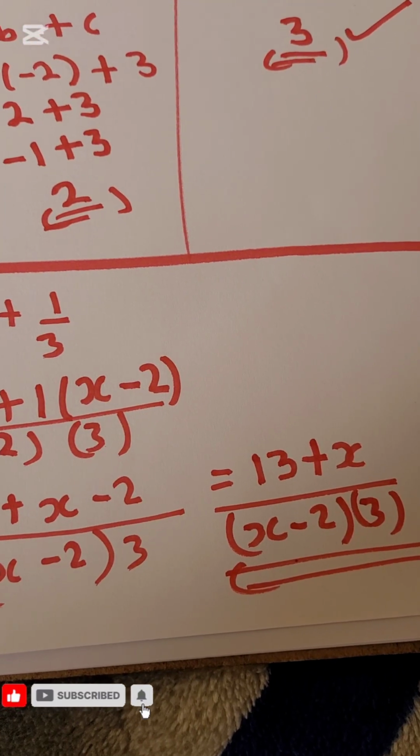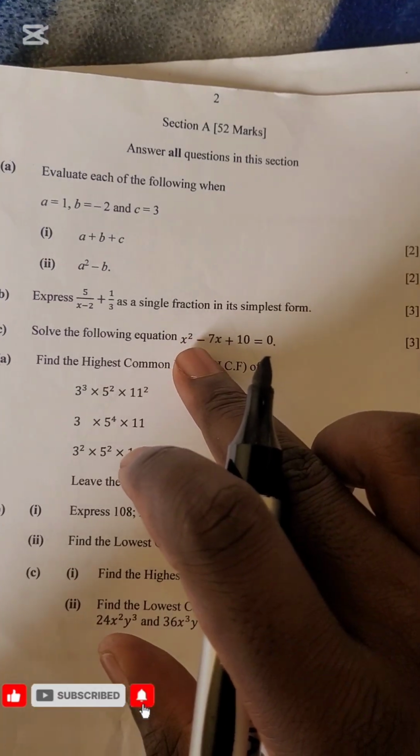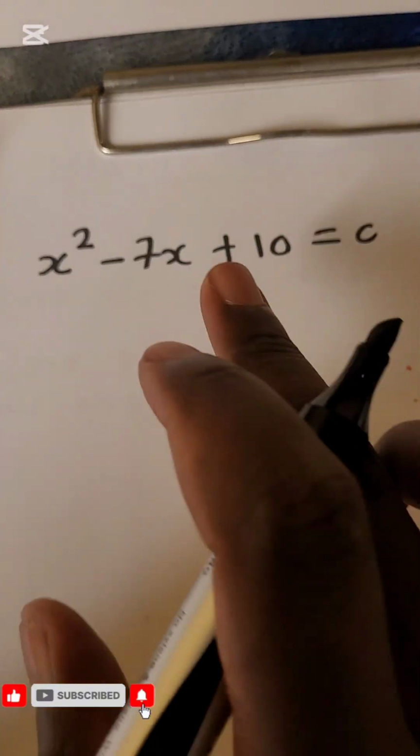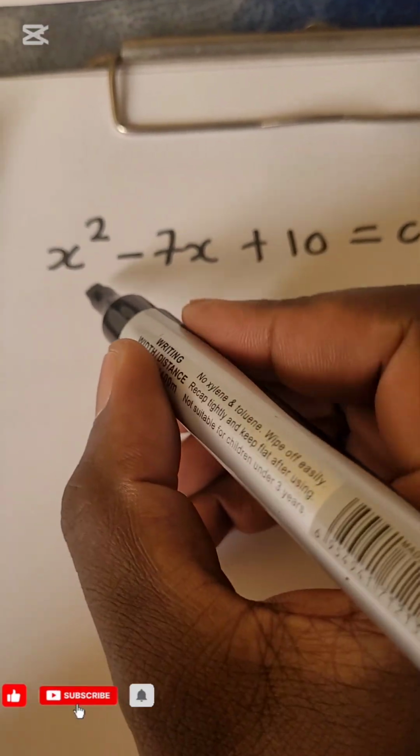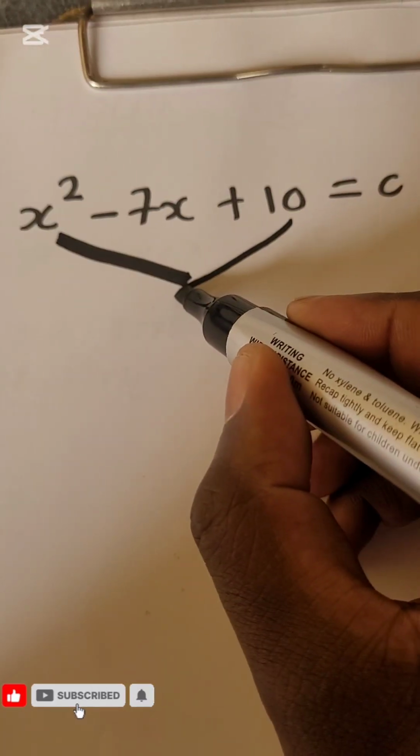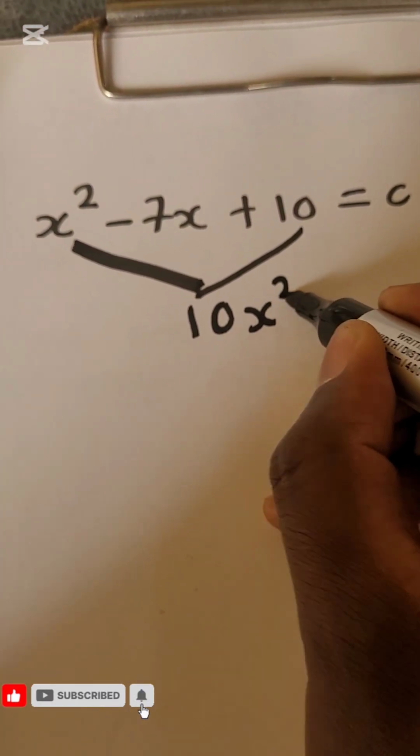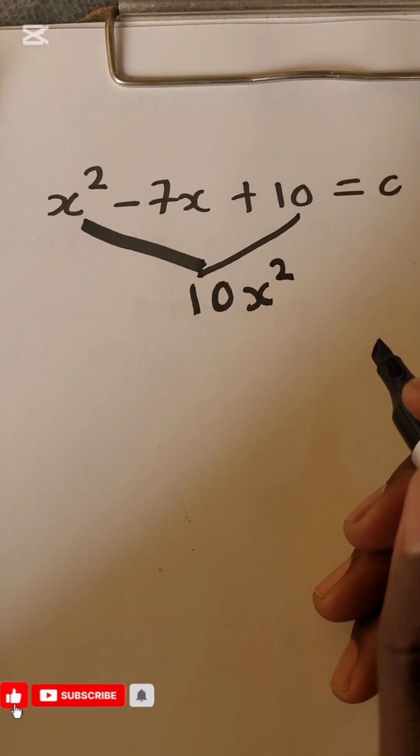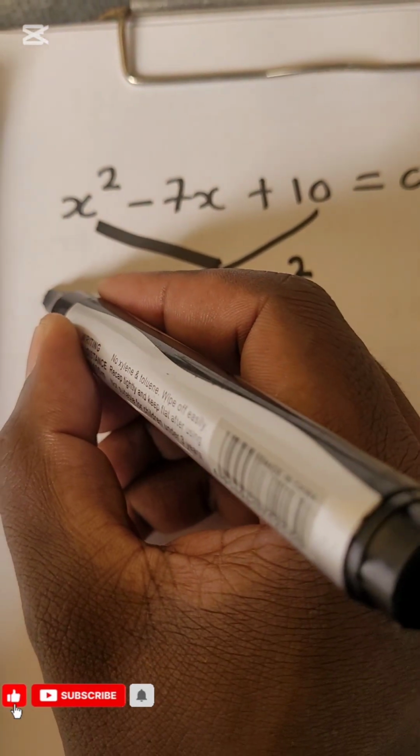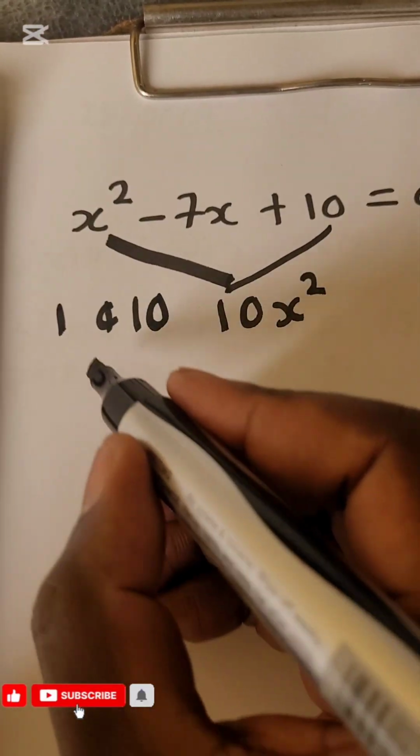Are we together? Okay, so we are asked to solve the equation x squared minus 7x plus 10 is equal to 0. Okay, so let's solve it right here. So we are going to take the first and the last one. We're going to multiply to get 10x squared. So we want two factors that you can multiply to get 10. These factors, we have 1 and 10. You can multiply 1 and 10 to get 10.